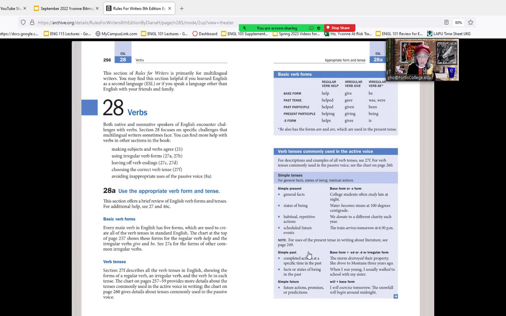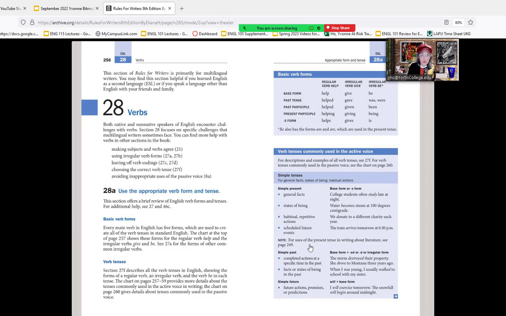Then we use the simple past when it's a completed action at a specific time in the past. The storm destroyed their property, or she drove to Montana 3 years ago. Or you use the simple past for states of being in the past. When I was young, I usually walked to school with my father.